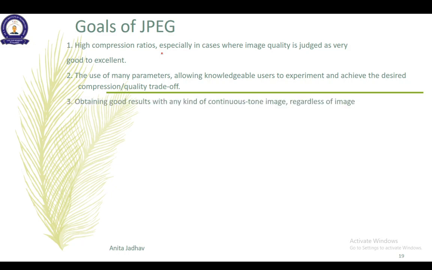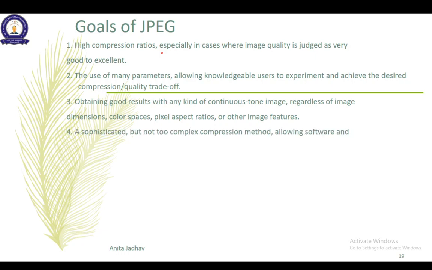Obtaining good results with any kind of continuous tone image, that I already told, it works very fine with the continuous tone image, regardless of image dimension, color specification, pixel aspect ratio and other image features. Sophisticated but not too complex compression method, allowing software and hardware implementation on many platforms. Yes, that is the biggest advantage of JPEG. Whatever operating system you are using, whatever software you are using, whatever device you are using to save your image, JPEG will work anywhere.